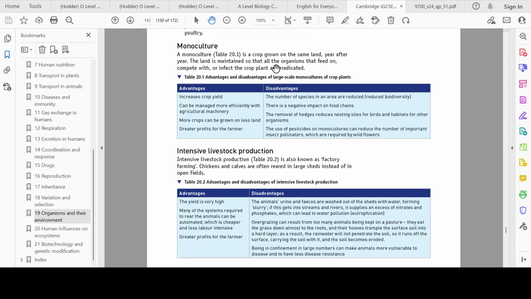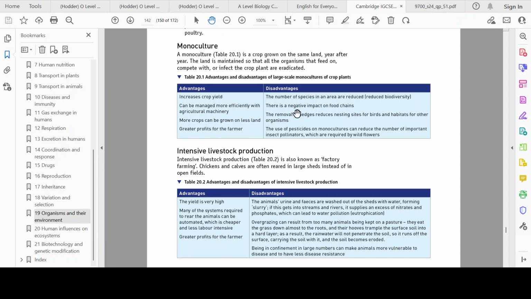Why? Because the land is maintained so that all the organisms that feed on or compete with or infect the crop are eradicated, right? So there's nothing that's affecting the growth of the crop, and so the crop yield is increased. It can be managed more efficiently because you're just dealing with one type of plant every year. More crops can be grown on less land, and there's greater profit.